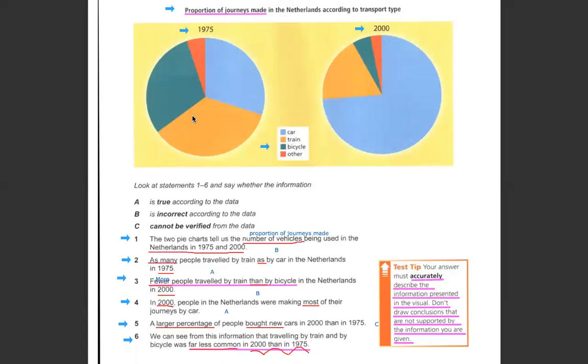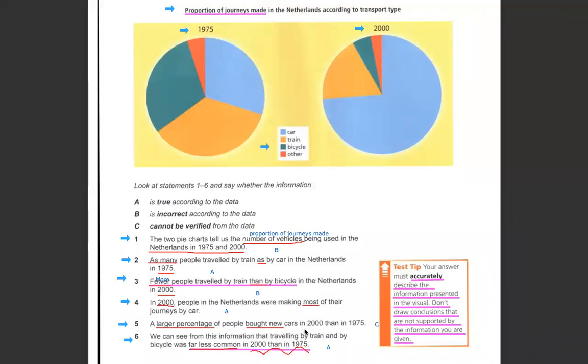Right, so you're looking at train and bicycle, which is orange and green. And the information says, is it far less common, which means there's less people traveling by train and bicycle in 2000 than in 1975. And we can see that this is definitely true. Okay, the green and the orange blocks here are much bigger than they are here.